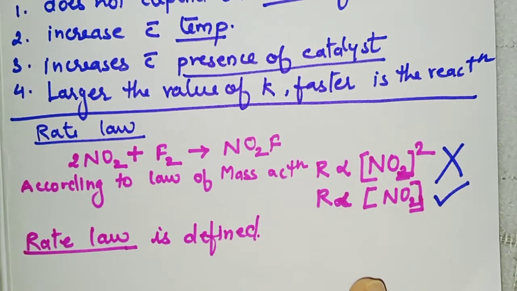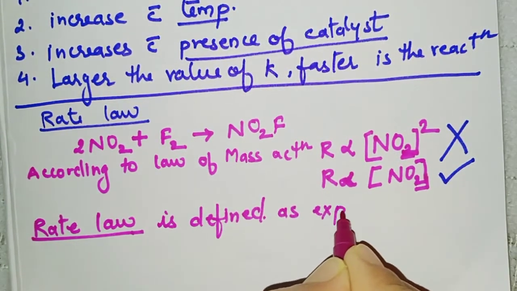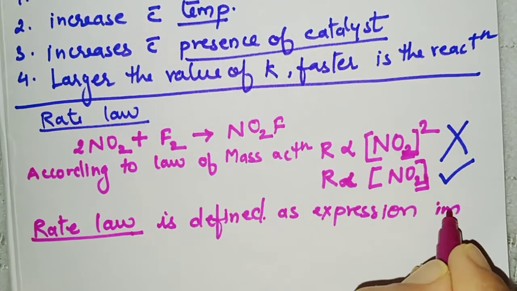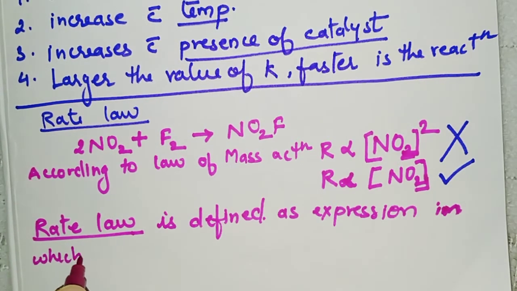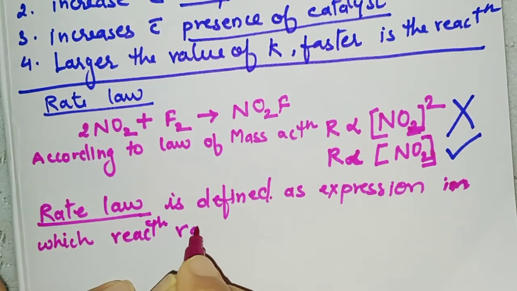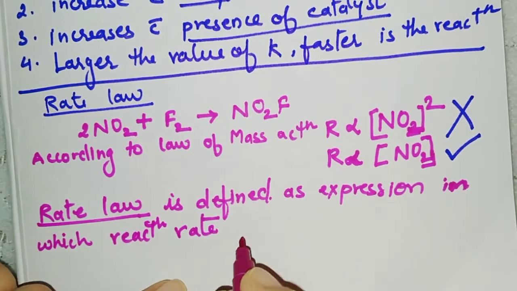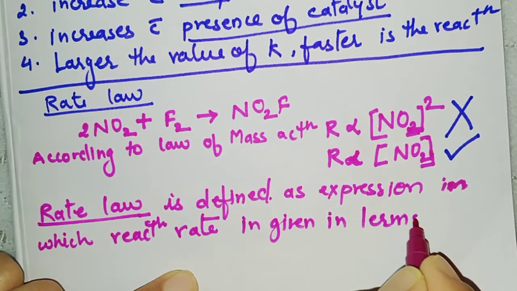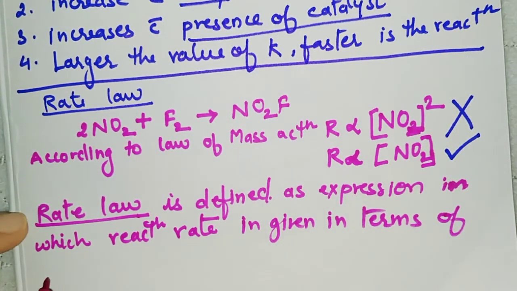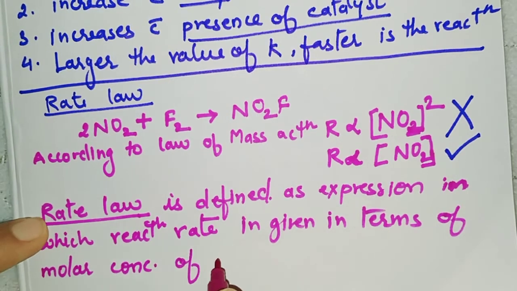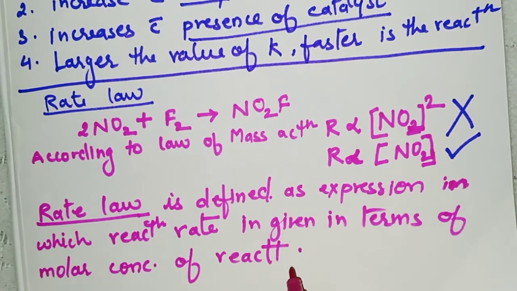Rate law is defined as an expression in which the rate of reaction is given in terms of the molar concentration of reactants. Experimentally this was correct.